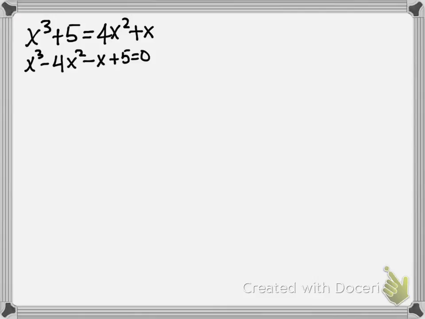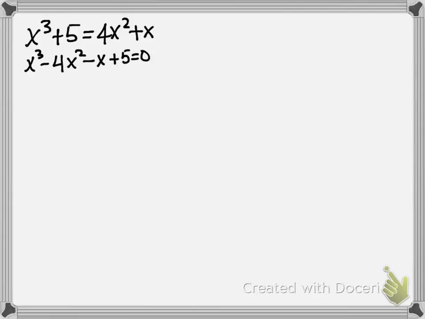x cubed minus 4x squared minus x plus 5. Ladies and gentlemen, you can try to factor this by grouping and factoring. You will find that you do not have a common factor. So, what is one to do? It is strongly suggested that you apply the rational root theorem, ladies and gentlemen. At this point, you apply the rational root theorem.